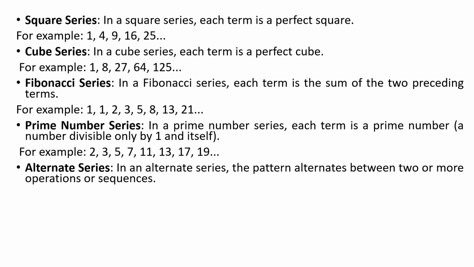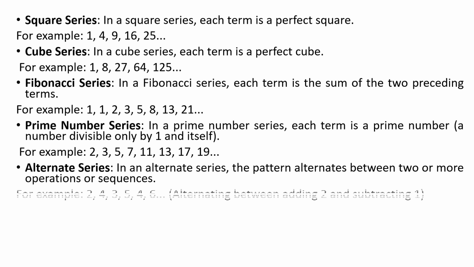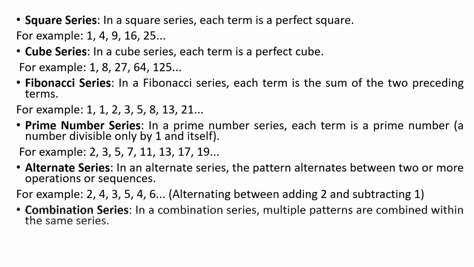Alternating series. The pattern alternates between two or more operations or sequences. For example, we have 2, 4, 3, 5, 4, 6. Here if you see, 2 plus 2 is 4, the next pattern is 4 minus 1 is 3. Again 3 plus 2 is 5, 5 minus 1 is 4. 4 plus 2 is 6. So the next term according to the rule, 6 minus 1, will be 5. It is an alternation between adding 2 and subtracting 1.